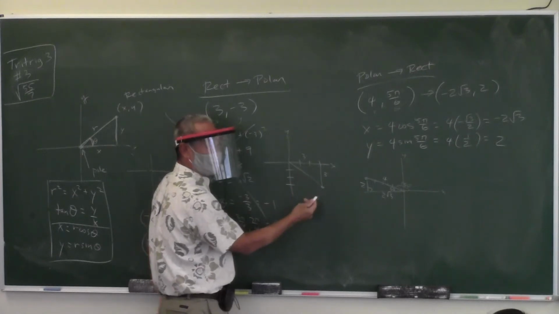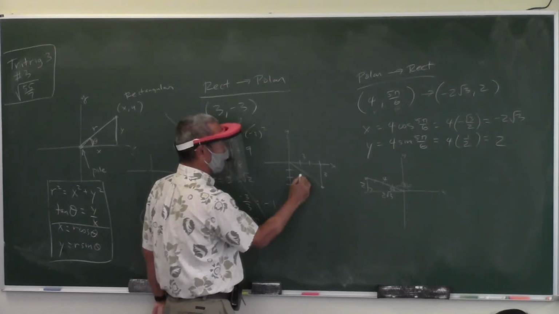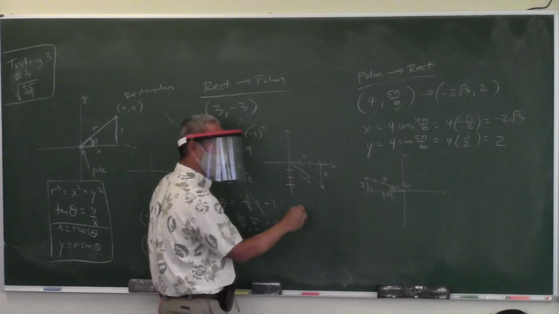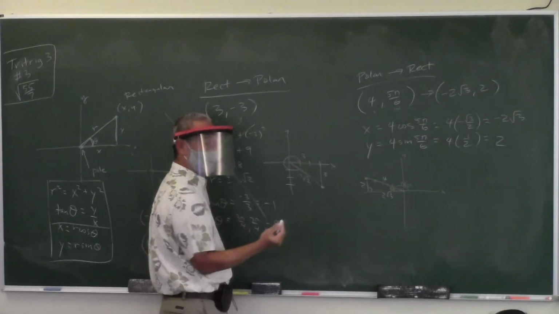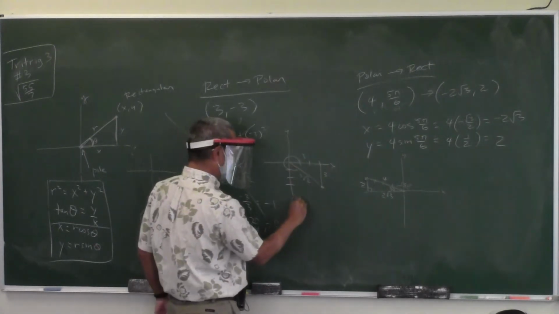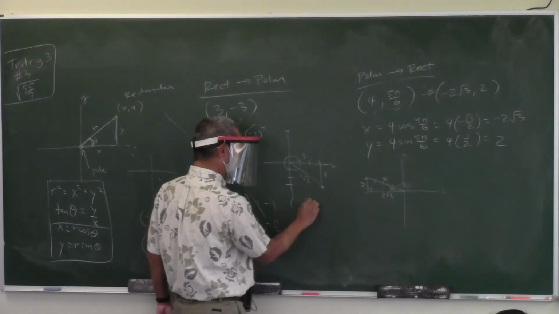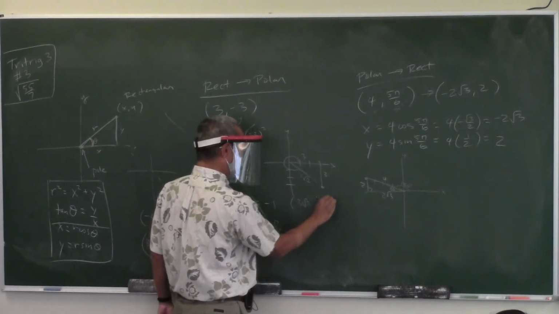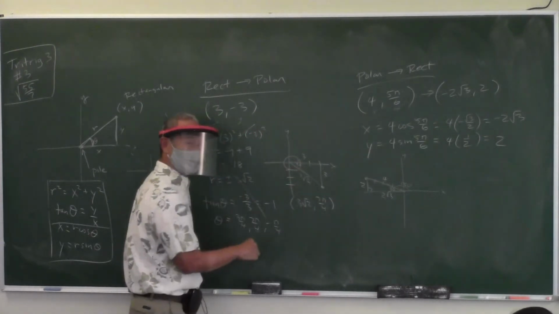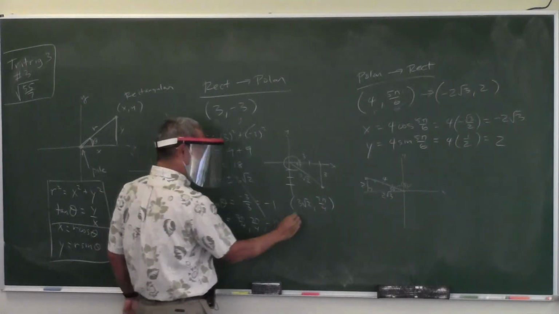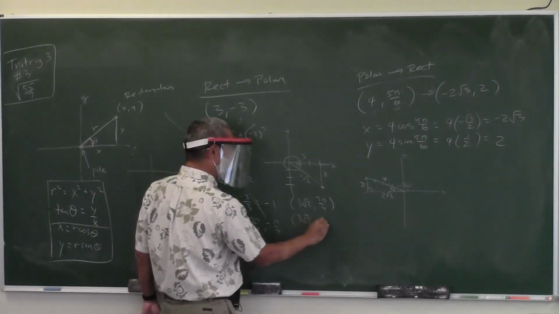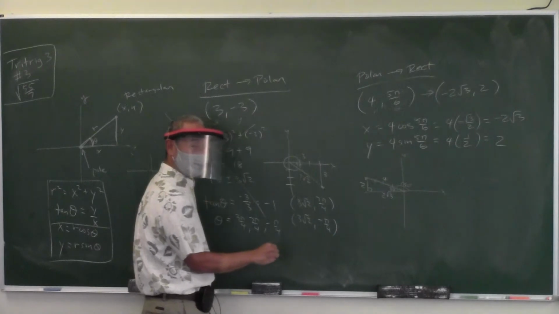Really? Come on, this is a 45, 45, 90 triangle. 3 root 2. And then what is this angle? You can see, 7 pi over 4. So the answer is 3 root 2, 7 pi over 4, right? Because isn't that a 45-degree angle there? Or you could have gone 3 root 2, negative pi over 4, right?